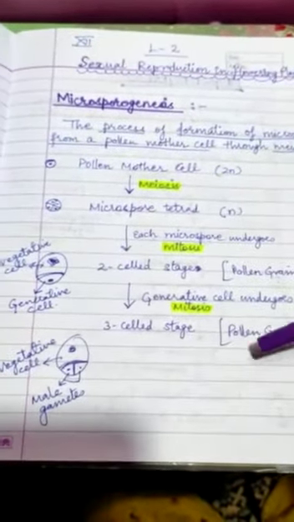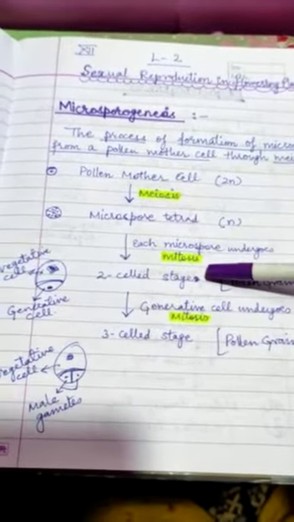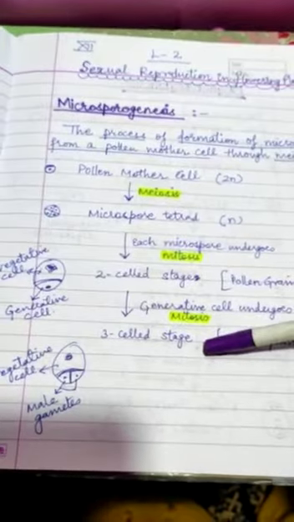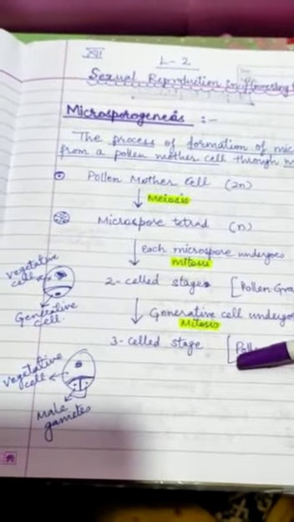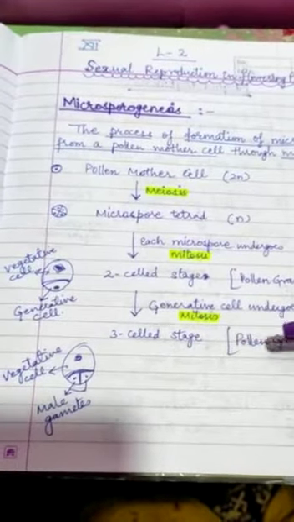So in a mature pollen grain, it's sometimes a 2 cell stage. The 3 cell stage is reached when it reaches the stigma, or in some, the 3 cell stage is reached itself.